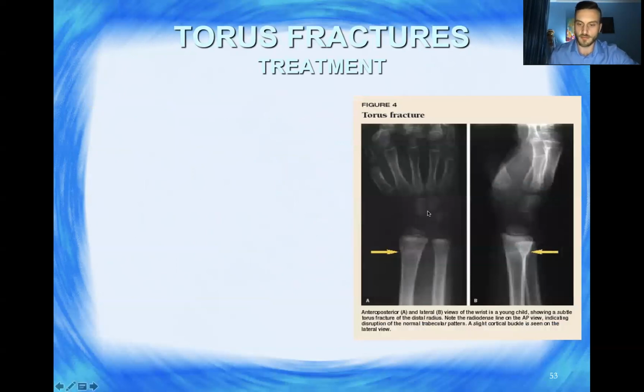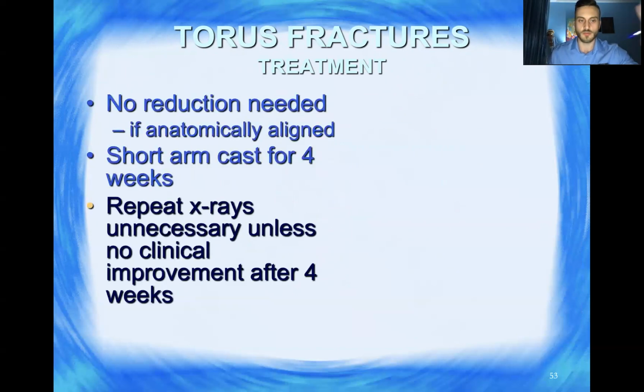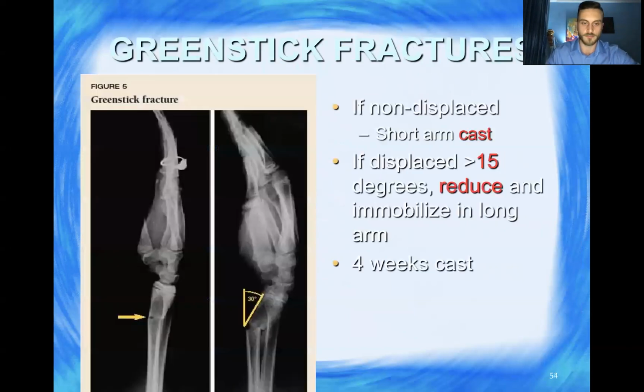As you can see here, this is the fracture line. Here you can see the buckle fracture. No reduction needed. They are reduced okay, it's anatomically aligned. Just put them in a back slab for 4 weeks and repeat the X-ray if necessary. If non-displaced, okay, short arm cast.